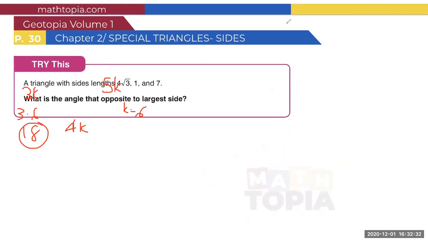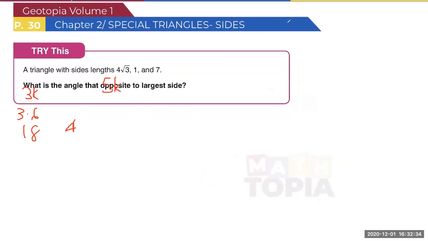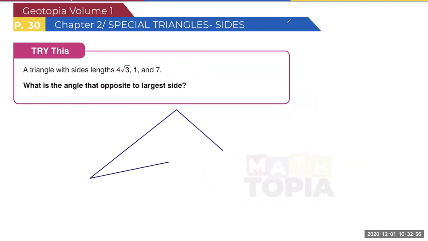Page 30. Let's try to visualize the situation. The three sides given: this one is 4 root 3, the other one is 1, and the largest side is 7.